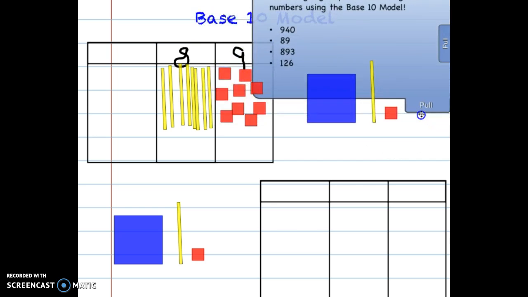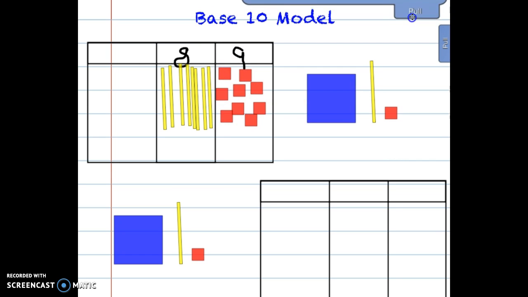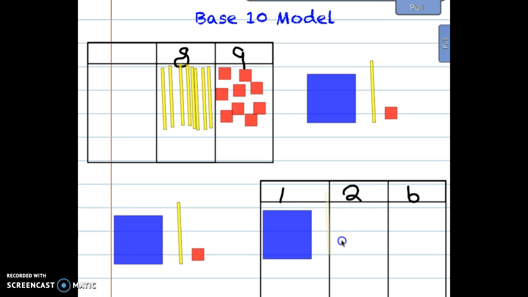All right, let's work with another one. Let's try 126. So this time we're going to need our hundreds block. First, let's write in our number so we don't forget. 1, 2, 6. 100 plus 20 plus 6. Great job.